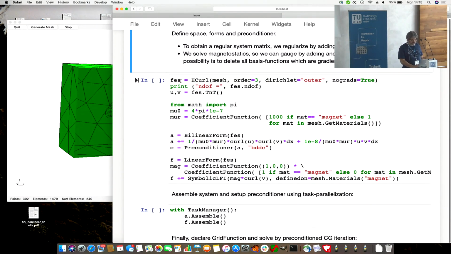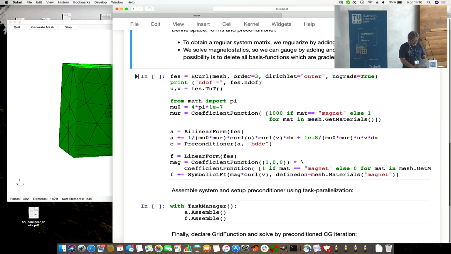Define a finite element space. It's an H curl space, the mesh, third order. We give Dirichlet boundary conditions at the boundary element called outer. We specify this in the geometry. There's one flag, no gradients. So we have a basis function consisting of gradient function and other. We're doing only magnetostatics, so we can skip also gradients. Trial and test functions.